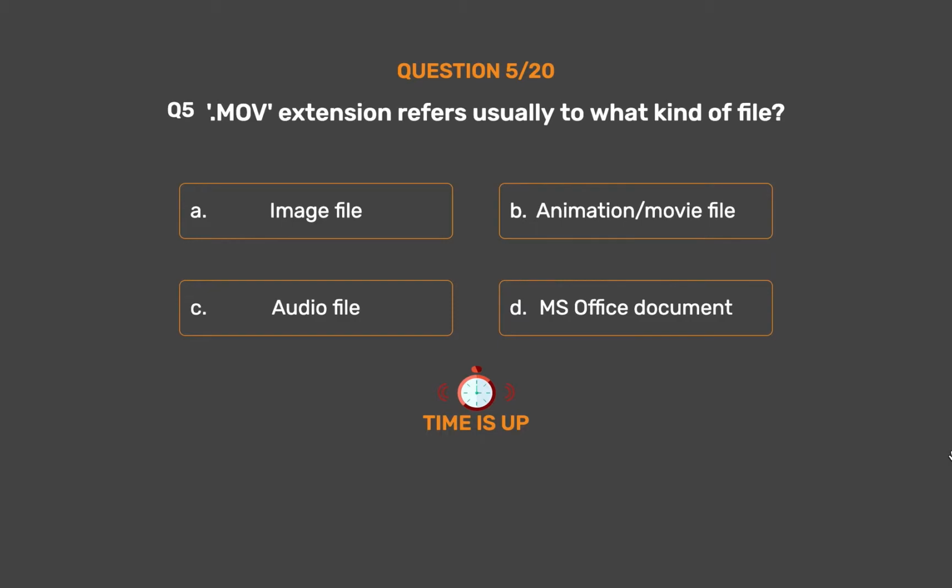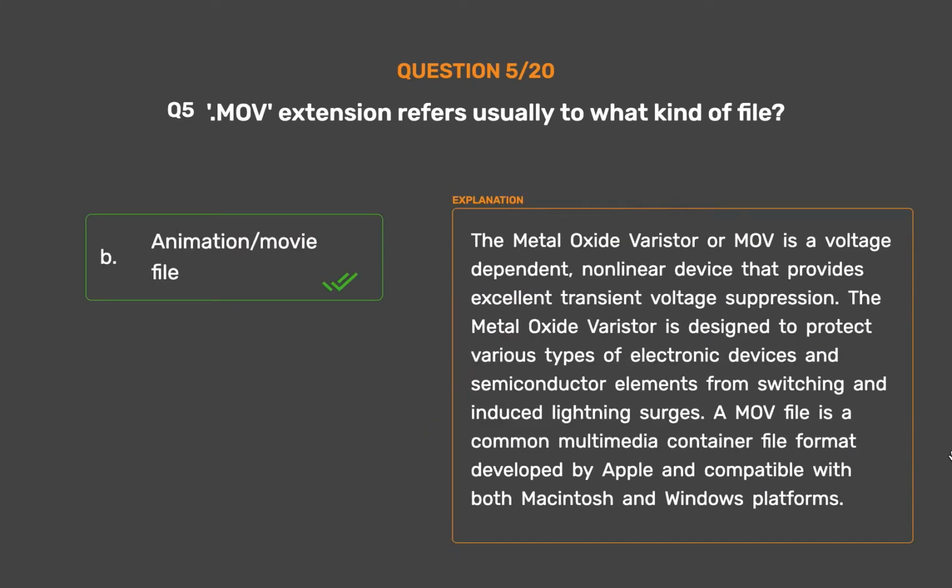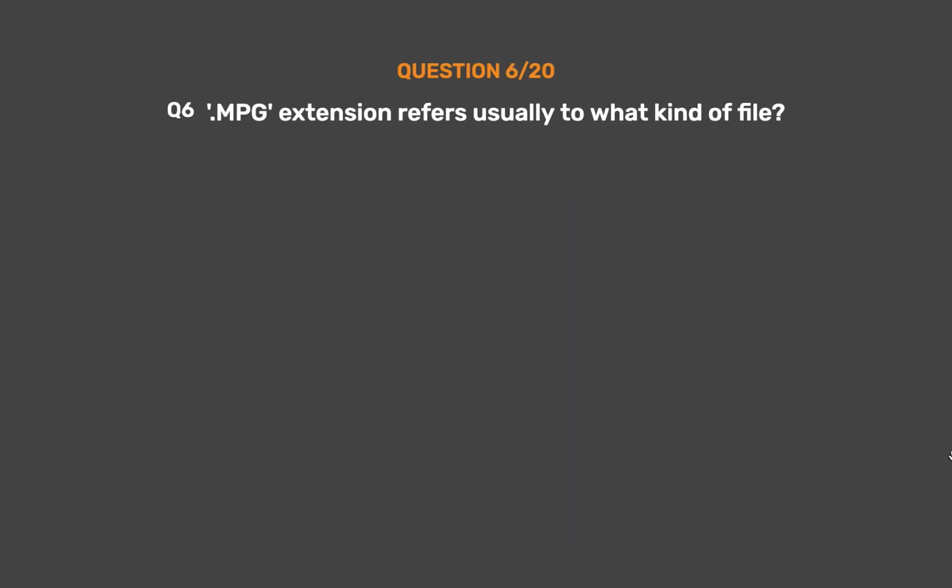The correct answer is Option B. Animation/movie file. The metal oxide varistor or MOV is a voltage-dependent, non-linear device that provides excellent transient voltage suppression. The metal oxide varistor is designed to protect various types of electronic devices and semiconductor elements from switching and induced lightning surges. A MOV file is a common multimedia container file format developed by Apple and compatible with both Macintosh and Windows platforms. Question number 6.